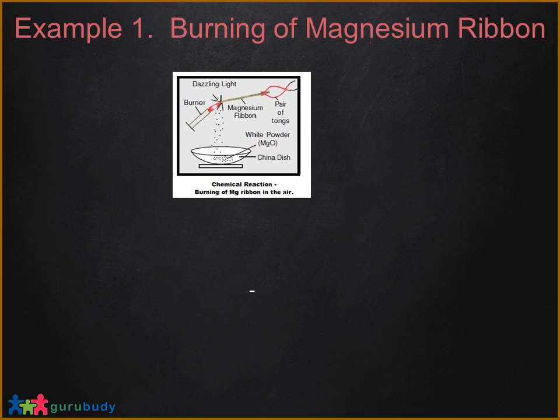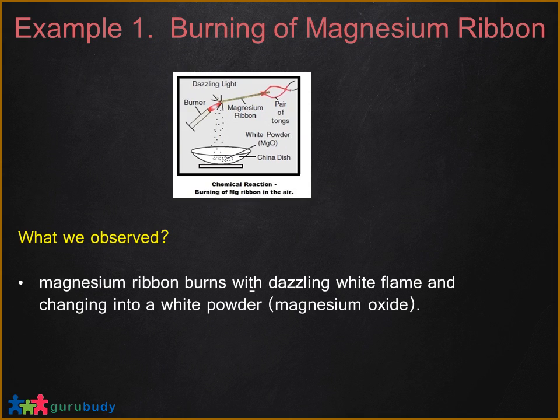Now, when you are using a burner to light the magnesium ribbon, a couple of things happen. First, you start seeing a white light coming out. And second, you see the formation of a white powder. In this case, we have put a china dish at the bottom that is basically collecting that white powder which is forming as a result of this reaction. So if I have to say what I observed in this chemical reaction, first we will say the magnesium ribbon burns with a dazzling white flame.